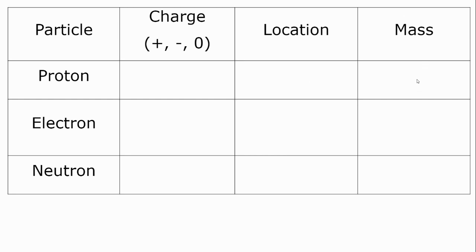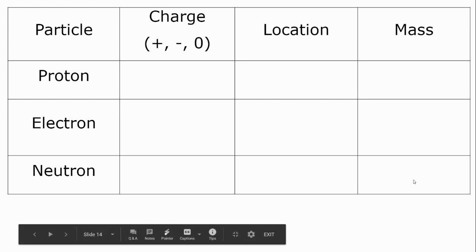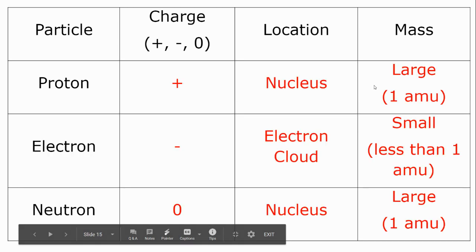The mass of a proton is 1 atomic unit. The mass of an electron is 1/1888th atomic unit, and a neutron is 1 atomic unit. Let's go ahead and see your answers. You can fill in your chart. Make sure you have it correct, and please study this because you need to know this for your exam.